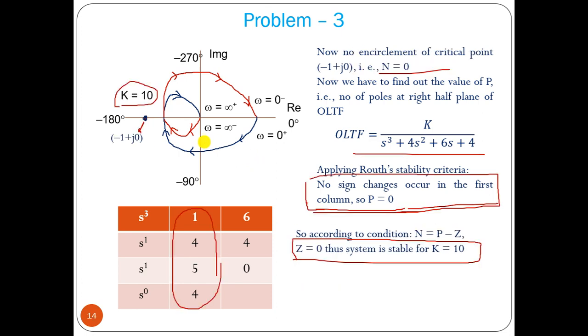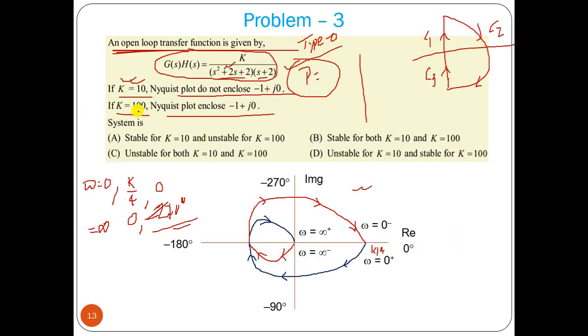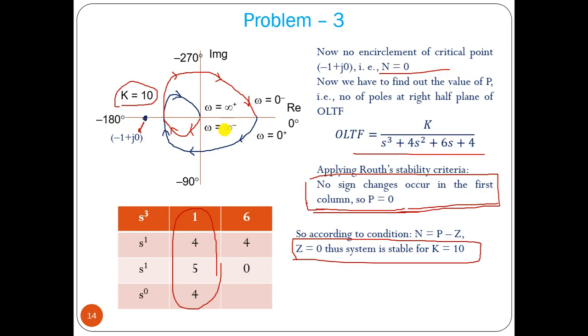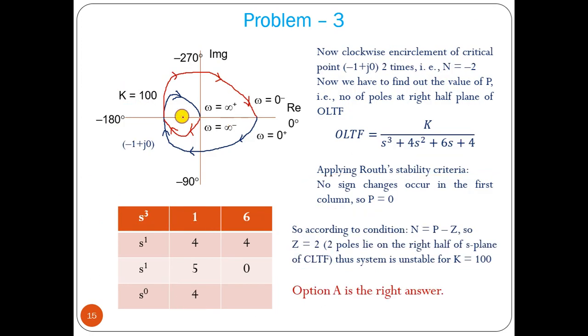Now the next point is for k equal to 100. The Nyquist plot encloses the point minus 1 j0. Now what we can see, this point is encircled twice. This is one, this is another one. Both cases are clockwise, so N equal to minus 2, and already we know P equal to 0. So Z equal to 2.